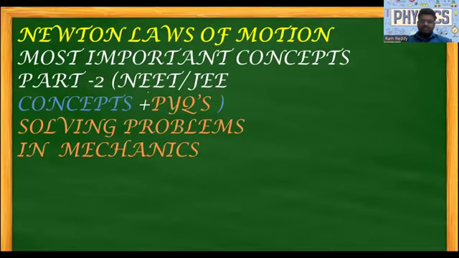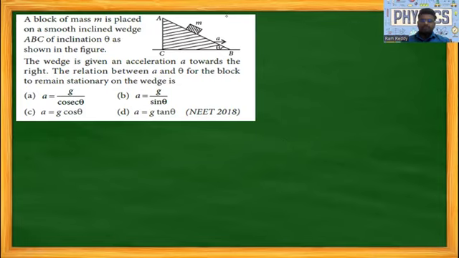previous year questions, solving problems in mechanics. Okay, so we'll take one previous year problem. First, read the question carefully. A block of mass m is placed on a smooth inclined wedge. So this is our block of mass m, placed on a smooth inclined wedge ABC of inclination theta, as shown in the figure.